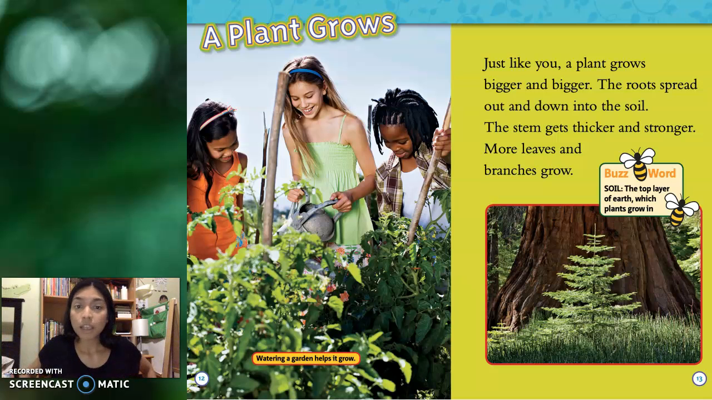Okay, so any living thing is going to grow. Just like us, we grow and we grow and we get stronger and taller, right? That's the same thing that happens to the plants.